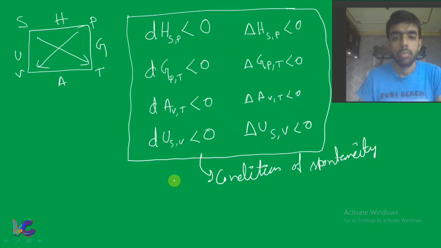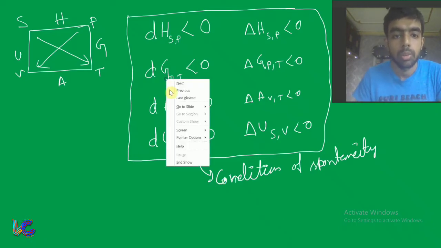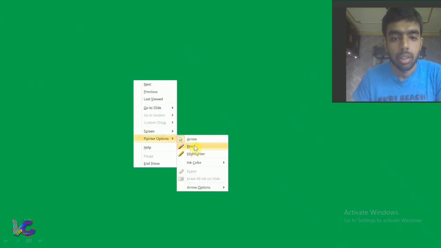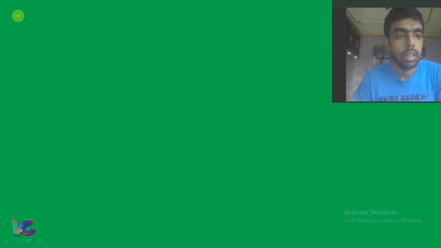So this condition of spontaneity we get from the Born thermodynamic square. This is the third application of the Born thermodynamic square. Now let's see the last application, the fourth application of the Born thermodynamic square. Before telling you the fourth application, I will tell you a property of partial differentiation and complete differentiation.